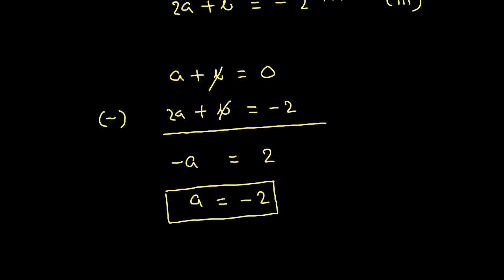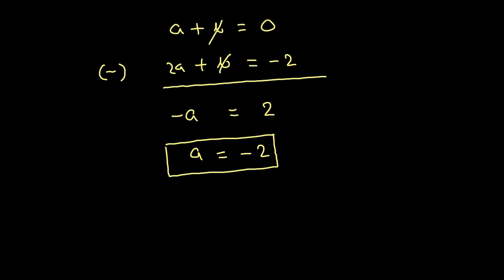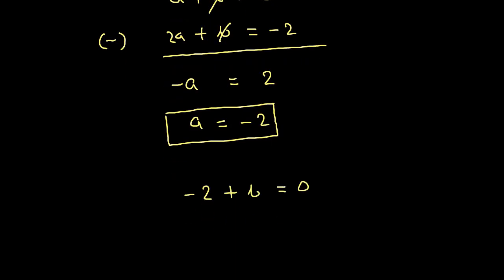Now if we put this value in the equation a plus b equals 0, we have minus 2 plus b equals 0, which gives us b equals 2. So this is the value of b.